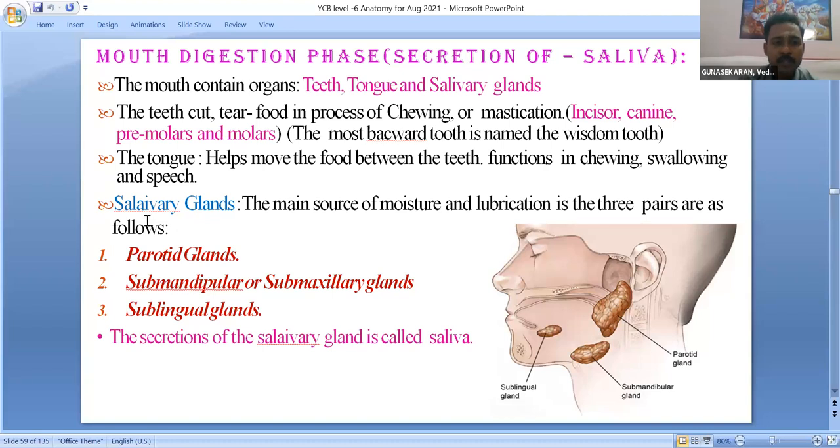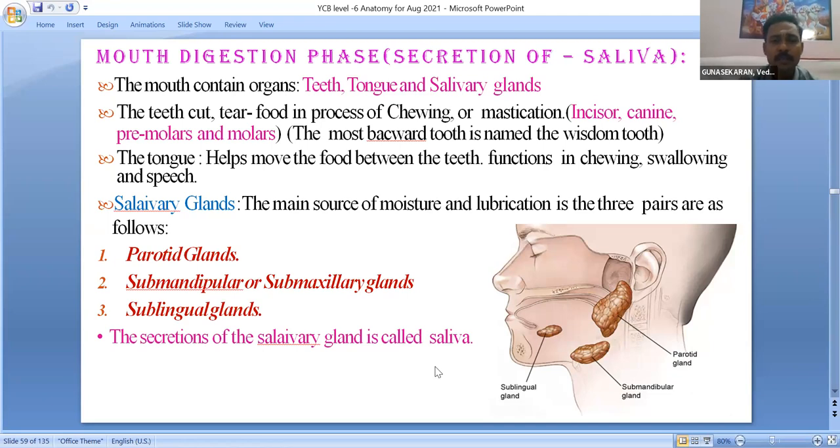Now let's bring awareness to the salivary glands. The main source of moisture and lubrication is three pairs, as follows: parotid gland, submandibular or submaxillary glands, another name, then sublingual. You see the diagram, you can get an idea. The parotid gland is at the side of your mouth. Then sublingual, submandibular. These are the glands secreting saliva.